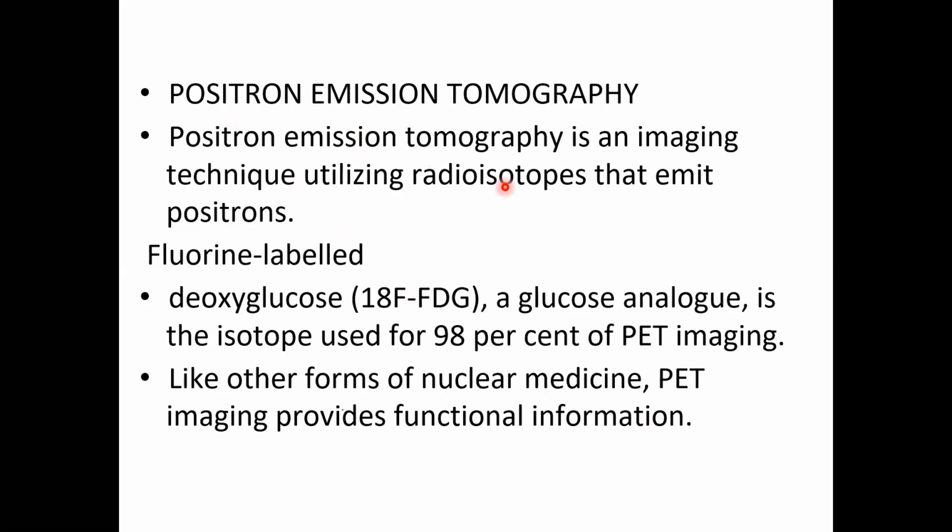This PET scan is very important. It also utilizes radioisotopes that emit positrons, especially fluorine-labeled 18-FDG. Very important, this is very important from the entrance exam point of view also. 18-FDG is a glucose analog and is the isotope used for 98% of the scans. Like other forms of nuclear medicine, PET provides functional information. You should keep in mind that this is physiological, therefore functions are notified.